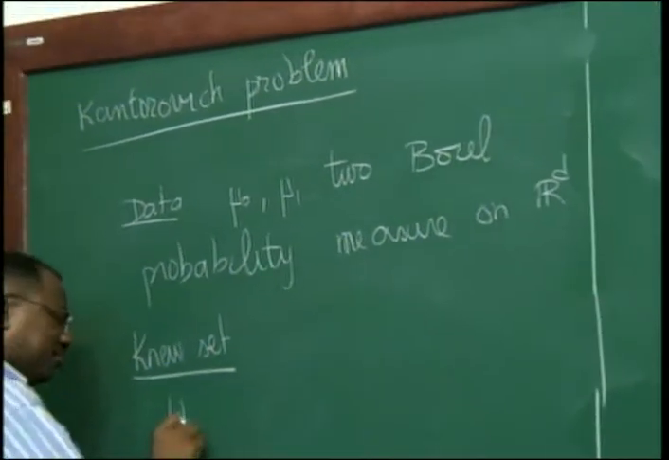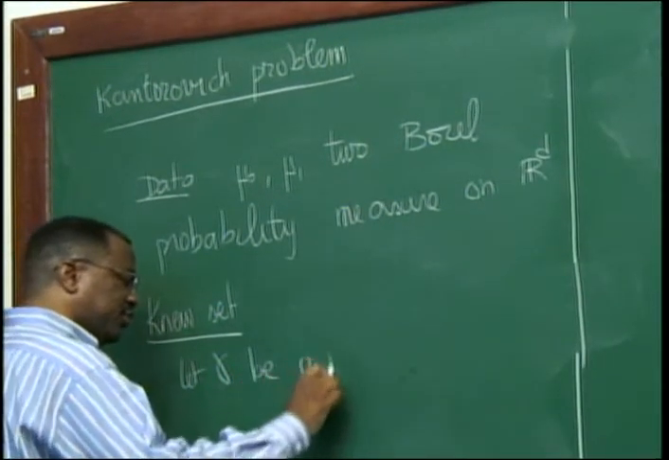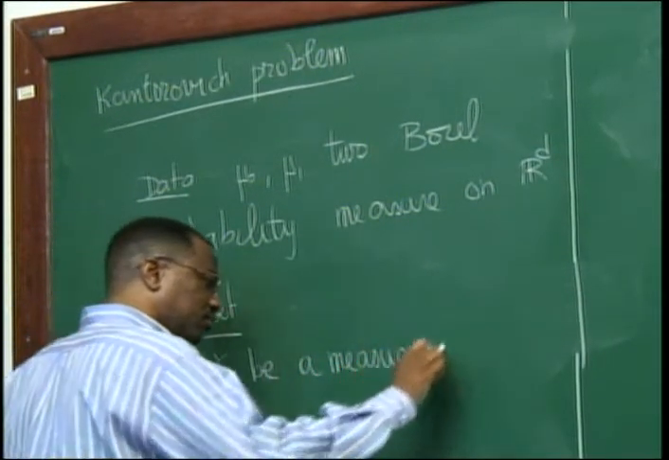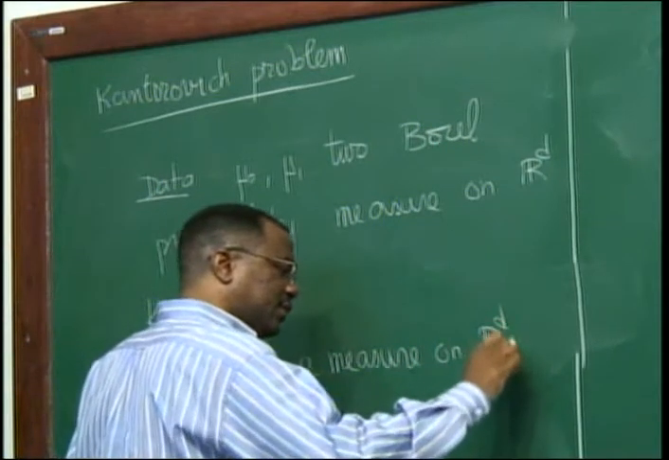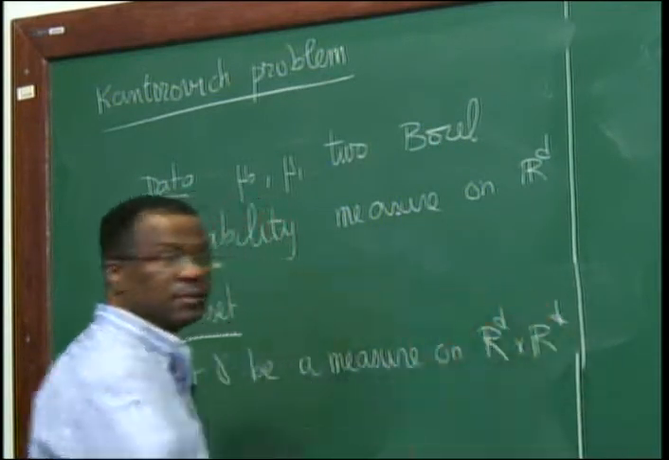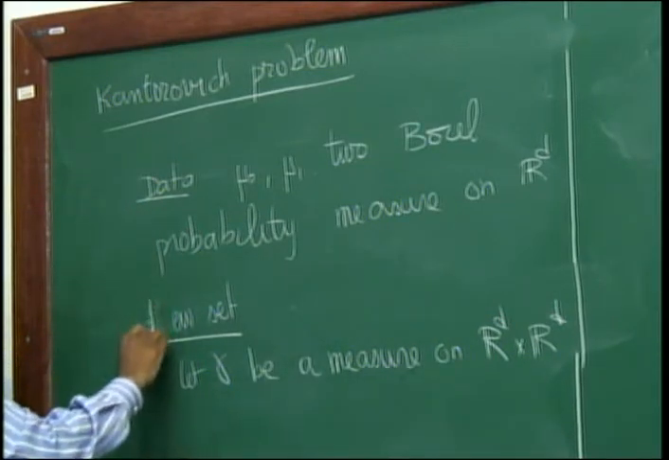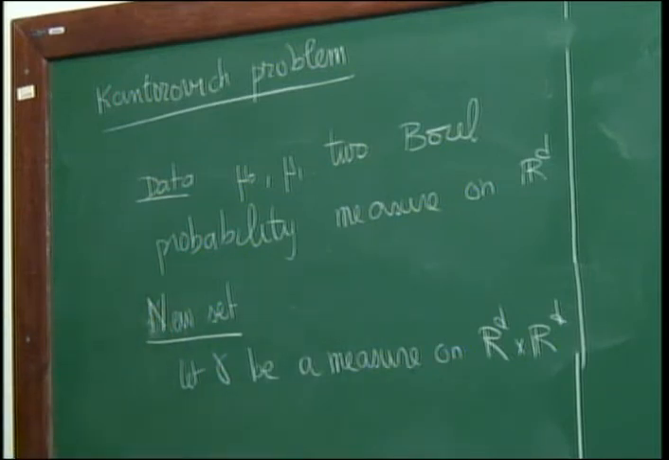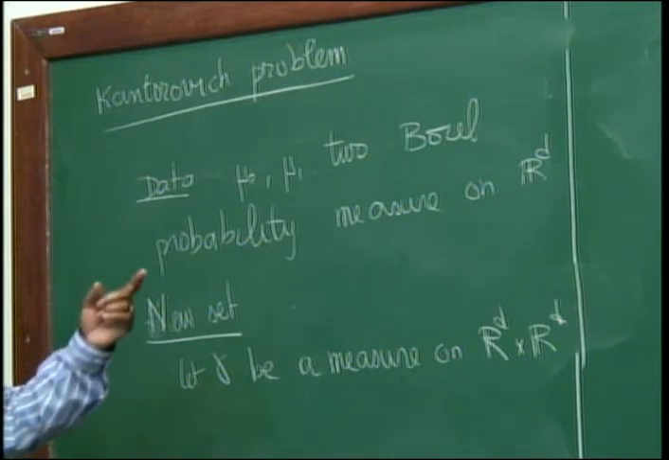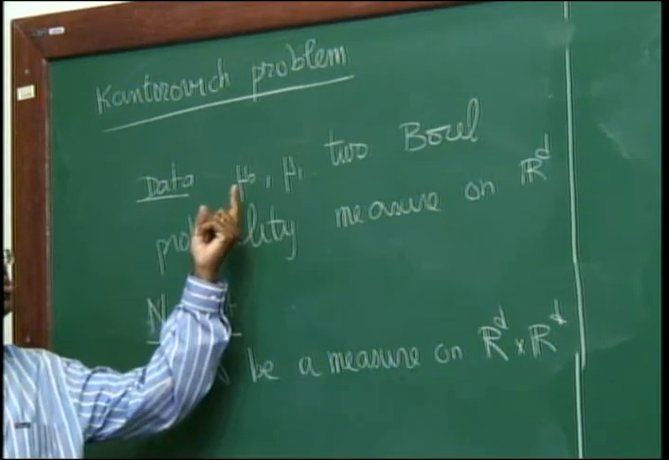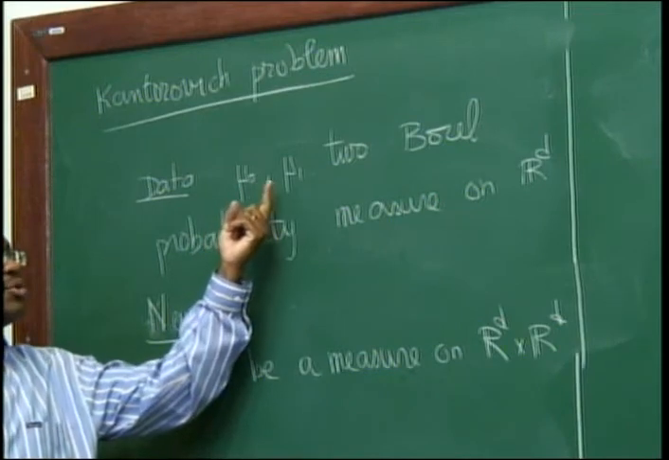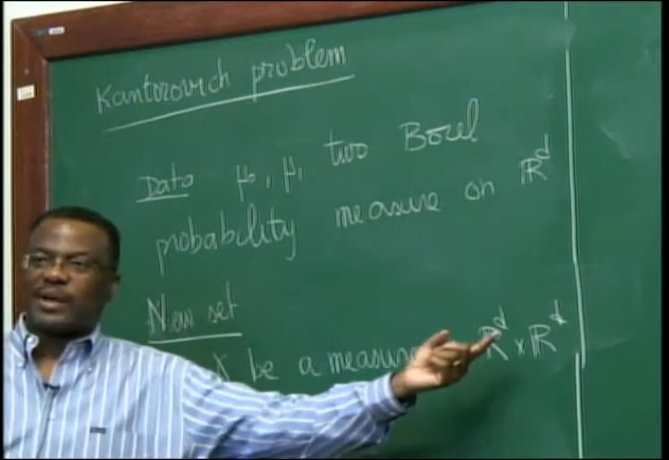Let gamma be a measure on RD cross RD. It will be maybe better to say let mu not be a measure on x, mu1 be a measure on y, and write x, y here.